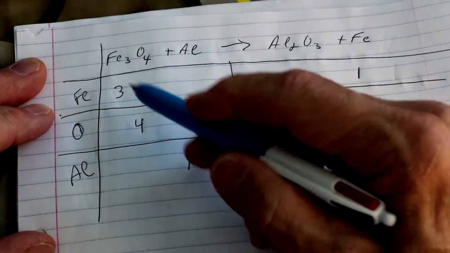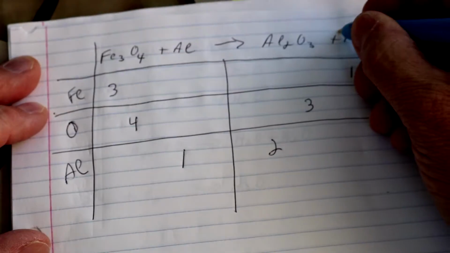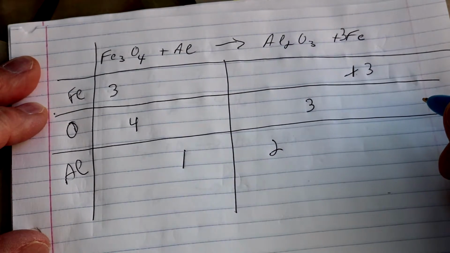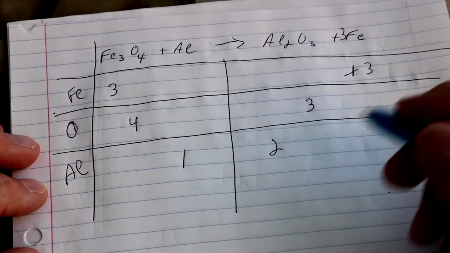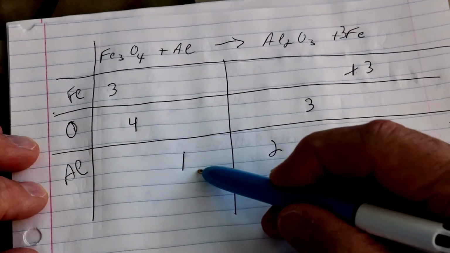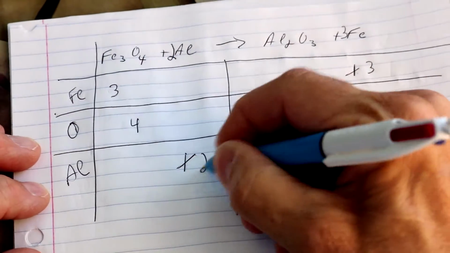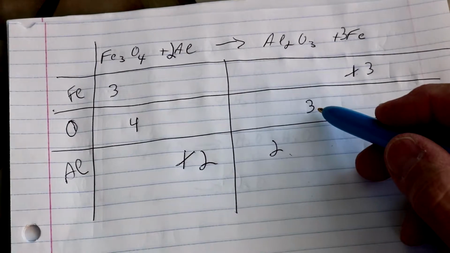Alright, so let's just start with the iron. We have 3 over here and 1 over here. So let's make this a 3, and that'll take care of that. Now, let's take a look at the aluminums. We have 1 aluminum here and 2 here. So I just make that a 2. That'll fix that. Now, the oxygen's going to get a little trickier here.